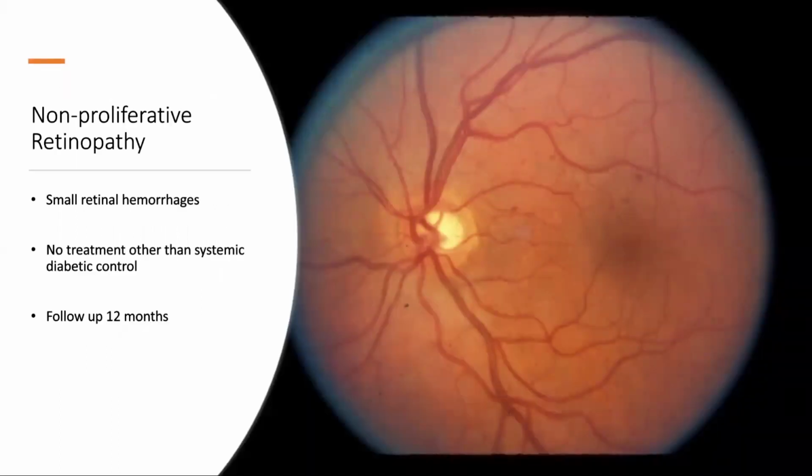So here we have a picture of non-proliferative. You can see little spots of blood in there. That is a mild case of retinopathy. And the capillaries have leaked out little bits of blood. There's no treatment we do for this as eye doctors other than monitor it. And typically we monitor that in about 12 months.